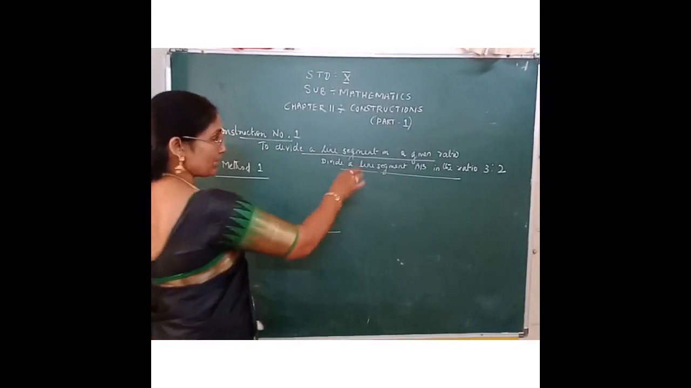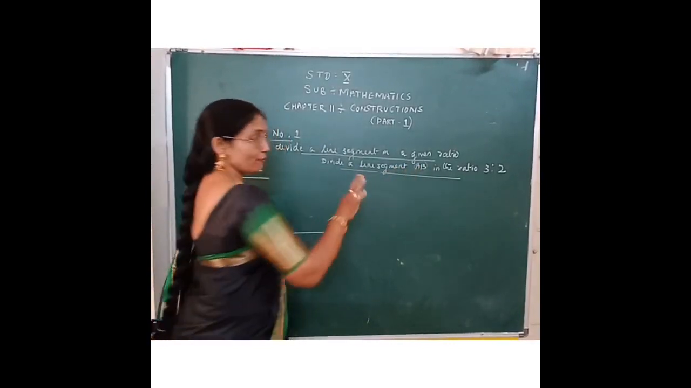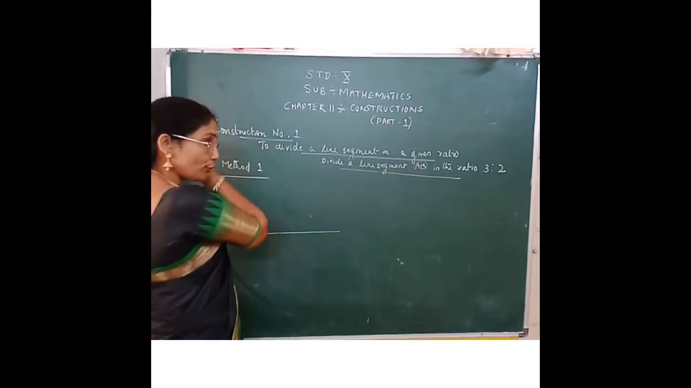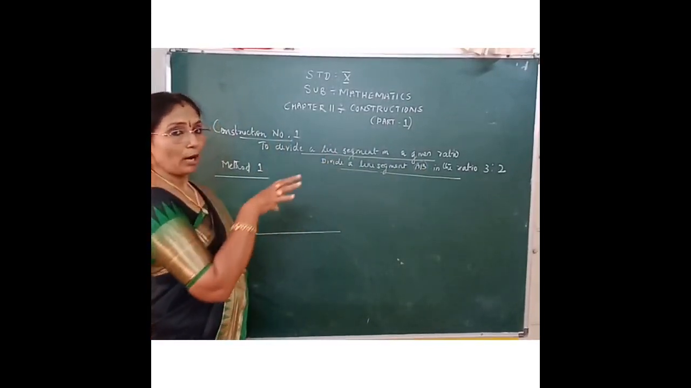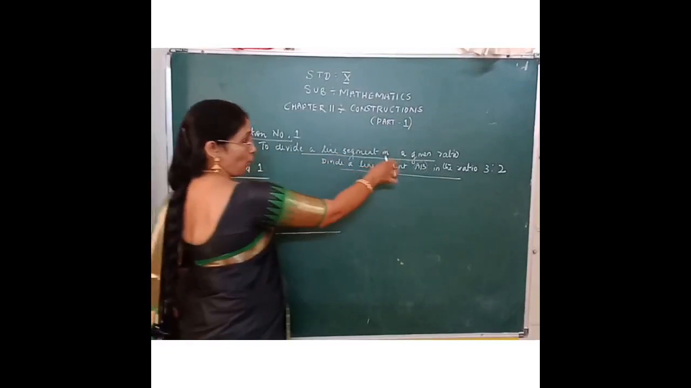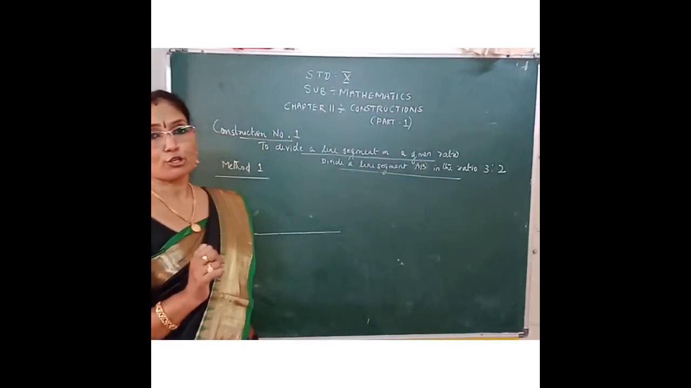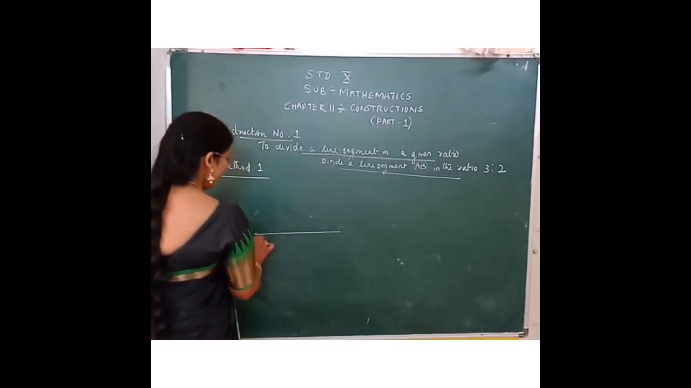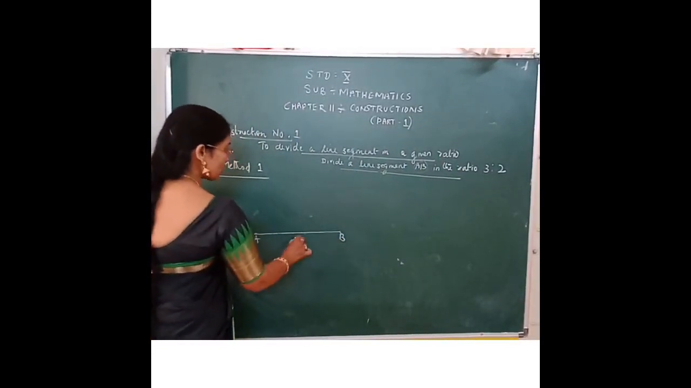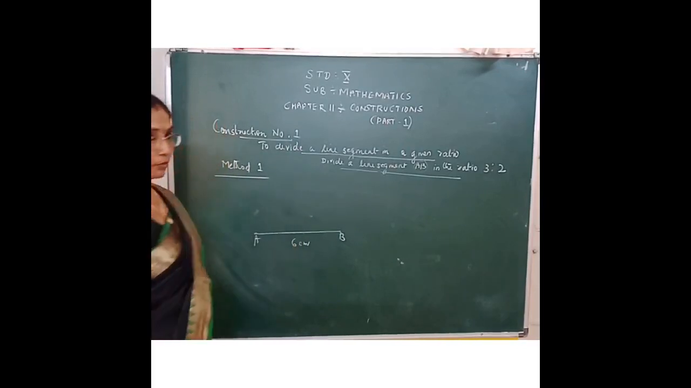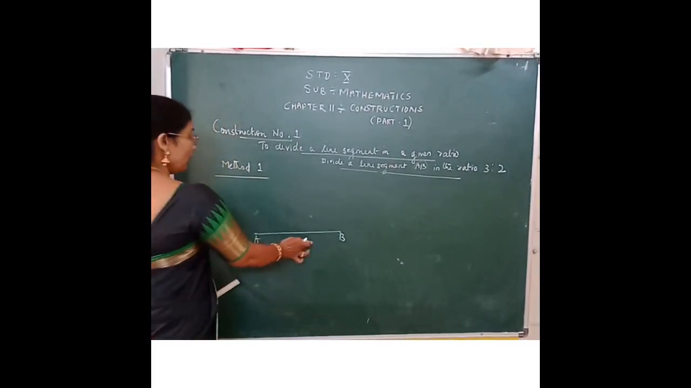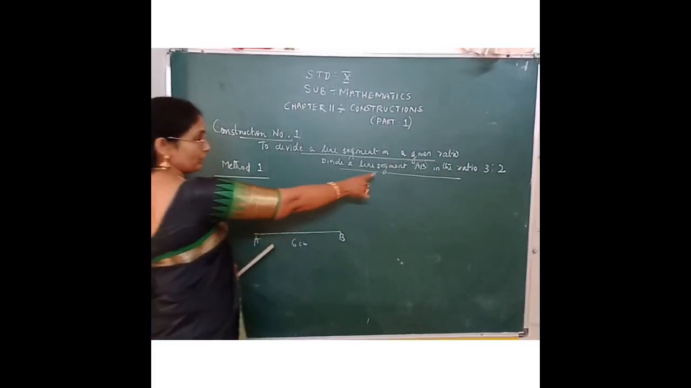That means here, line segment measurements I have not taken. I am just going to show you how to construct that point P on this line segment in such a way that it is dividing it in the ratio of 3:2. So I have taken that line segment AB, suppose it is 6 centimeters. Okay, clear for you? Now after that we have to find that point.